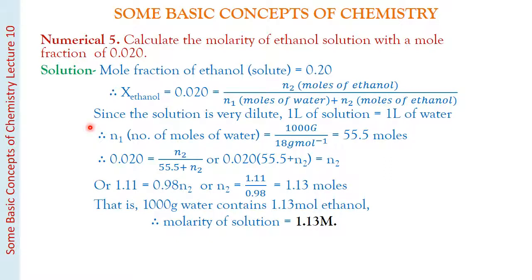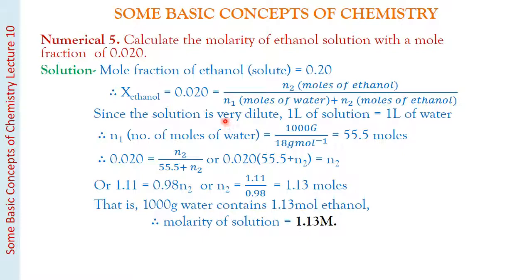So now the solution is very dilute. How do you get to know that? Because the mole fraction of the solute is very less. The rest, 0.98, is water. So this means that we have more of water and very little of the ethanol.